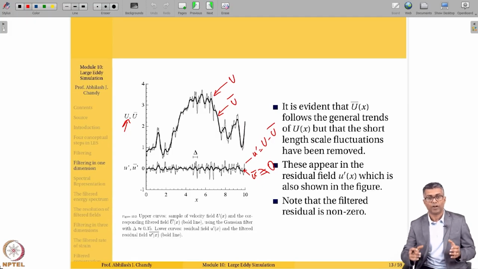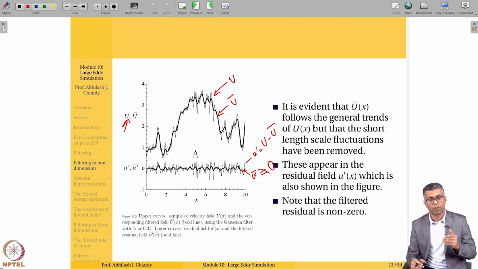That's the idea of having a filter, so that you smooth out the velocity, you take away the high frequency components, you only let the low frequency or low wave number components go through, and that's what you have. So you have a smoother velocity profile. That's what the filtering does.